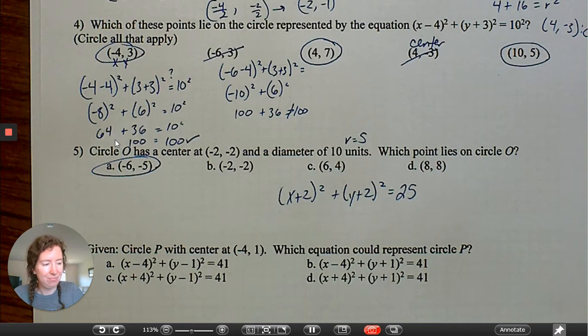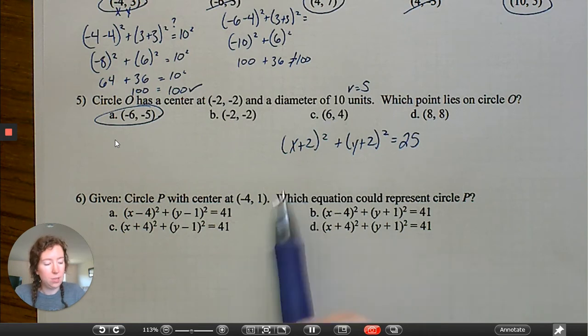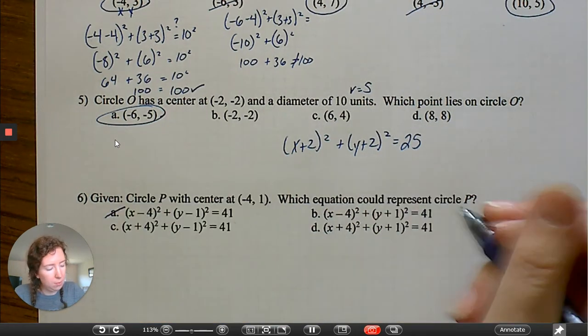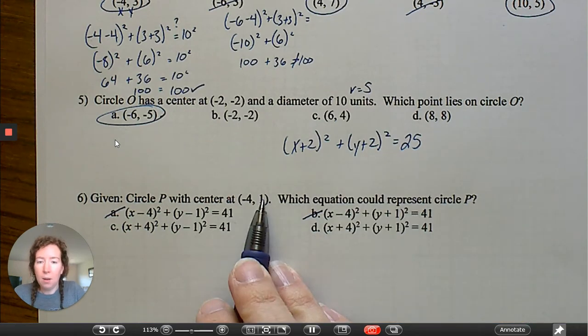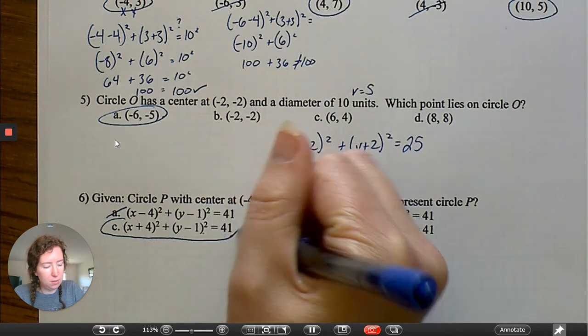Now, last example. If my circle has a center at -4, 1, which equation could represent the equation of circle P? So it looks like they're giving me some arbitrary r squared. Since all the r squareds are the same, I'm just looking at the first half of the equation to see which one matches. So if it's -4, we know it's going to be opposite of +4. So it can't be that one, it can't be that one. +1 is going to give me a -1, which is this one right here.